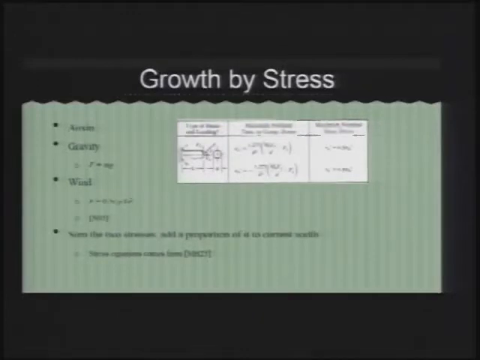The wind force is equal to 0.5 times the drag coefficient times the air density times the area of the leaf times the speed squared. And we plug these forces into the stress equation that came from Machinery Handbook, and we sum these two stresses to get our total stress, and we take a proportion of that and add it to our width each year.